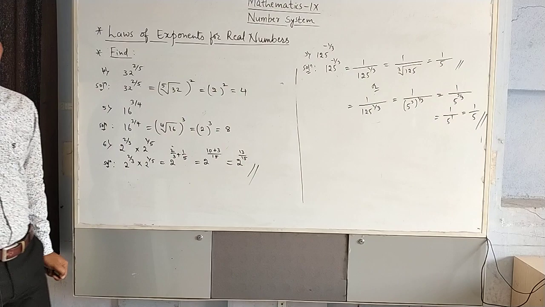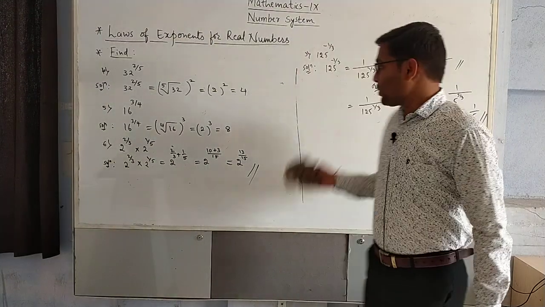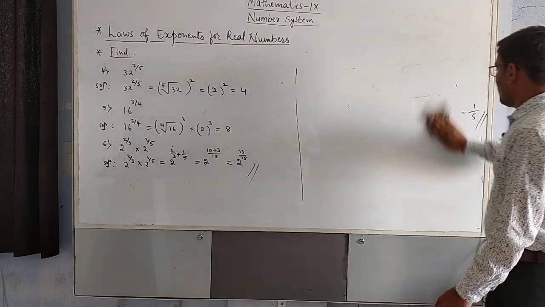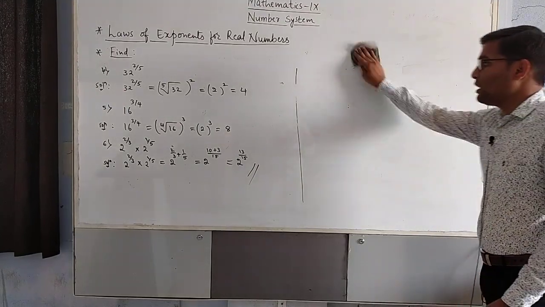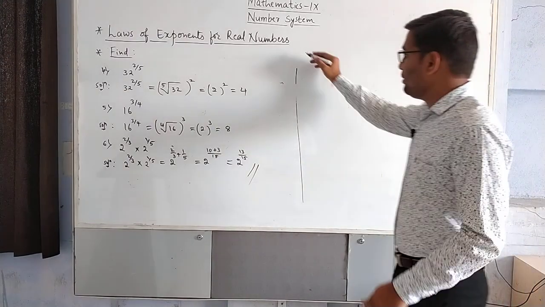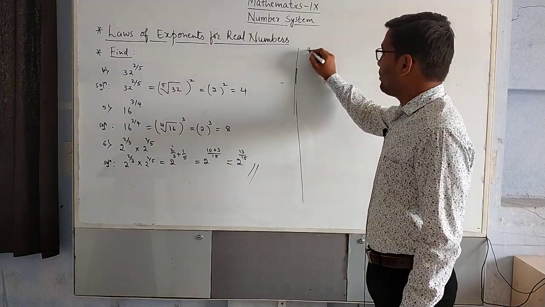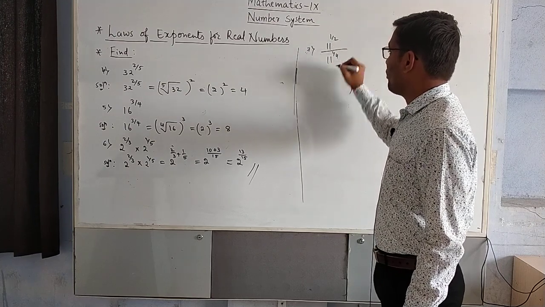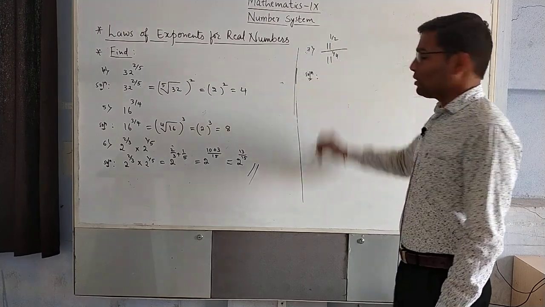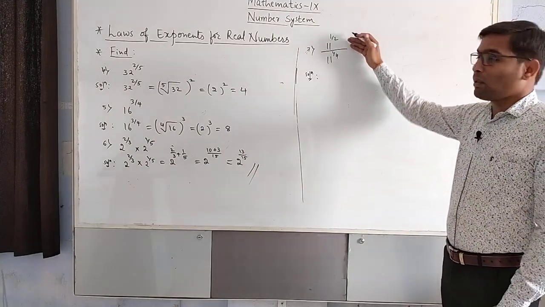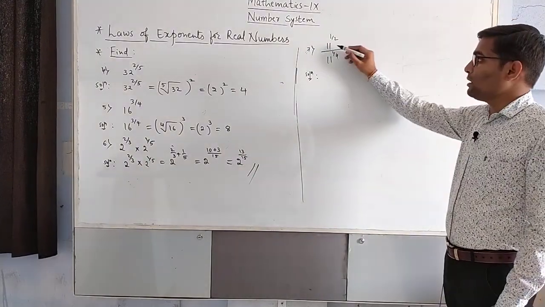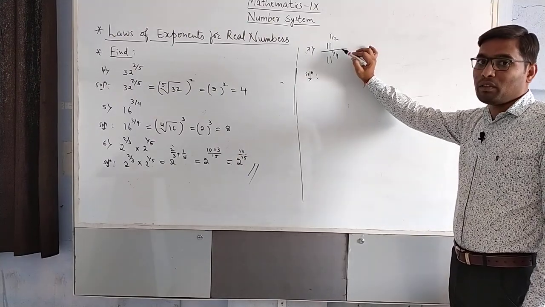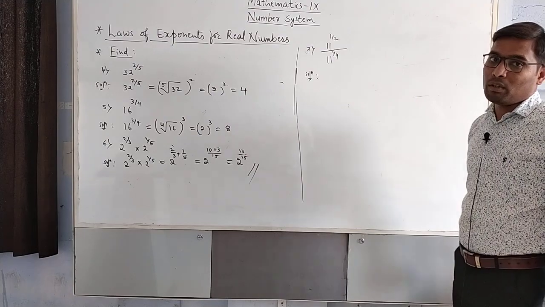Then moving to the next problem of the laws of exponent, that is using the third law of exponent, that is division. Problem number 7: 11 to the power 1 by 2 divided by 11 to the power 1 by 4. Now solve this one. Here the given numbers are in the form of a division and the bases are same. When the bases are same and are in the form of a division, then we need to subtract the powers.